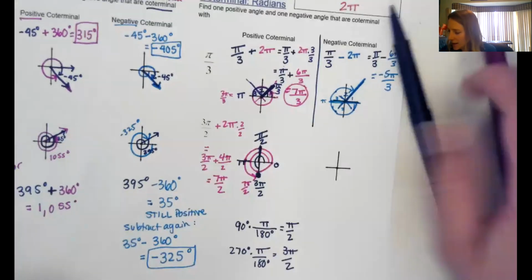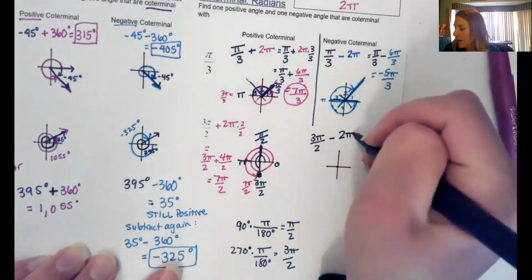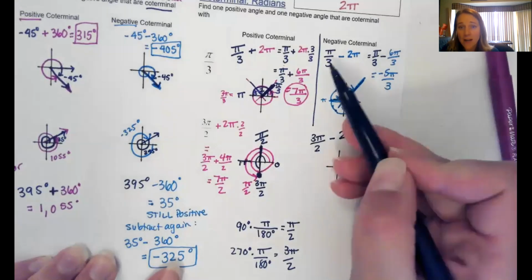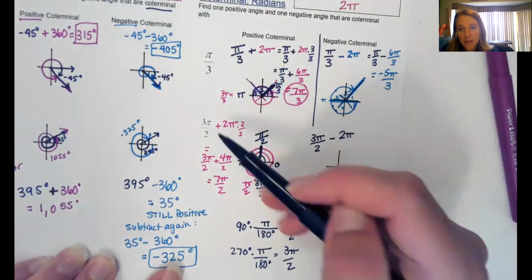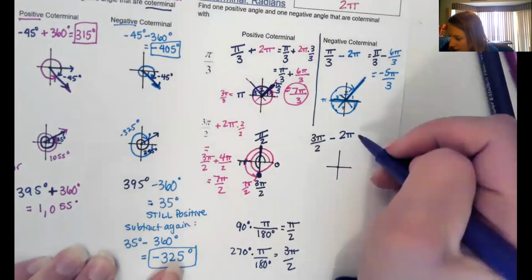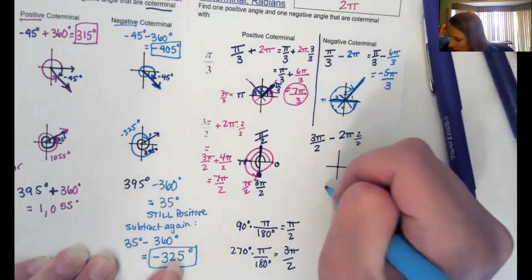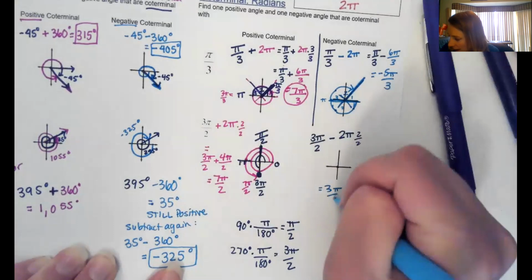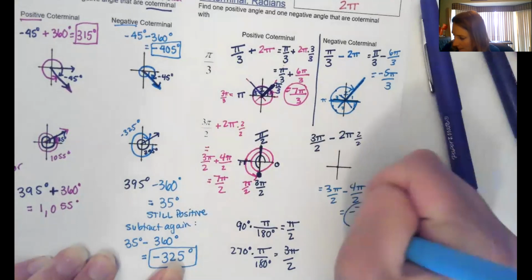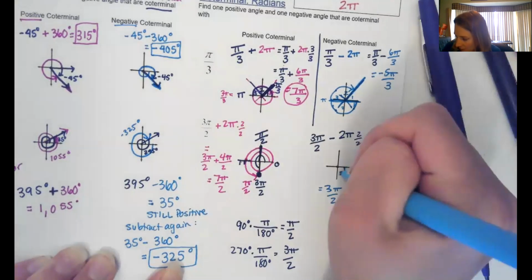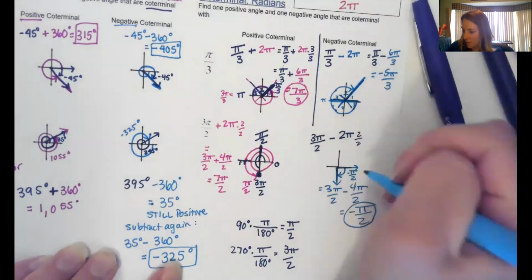All right, same idea here. The negative coterminal, 3 pi over 2 minus 2 pi, we've got to get a common denominator. Up here, the common denominator we needed was times 3 over 3 because there was a 3 on the bottom. This time it's a 2. So I'm going to multiply it by 2 over 2 so that we get 3 pi over 2 minus 4 pi over 2, which is negative pi over 2. So just negative pi over 2 takes us to that same spot that we had before.